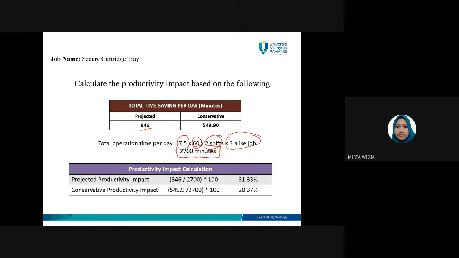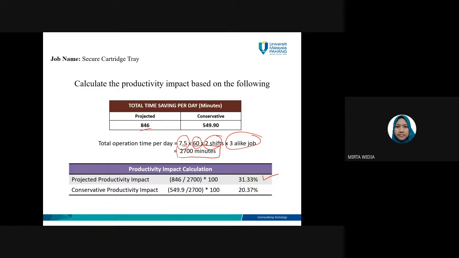Company ni bayar orang sebanyak 2,700 minit untuk dalam satu hari, ya. And then kita calculate the productivity impact. So the projected productivity impact, kita dah jadikan minit kan, sebab total time saving per day yang kita ada adalah dalam minit. So 846 divided 2,700 times 100%. Jadi sebanyak 31.33% yang boleh dijimat. Increase the productivity.